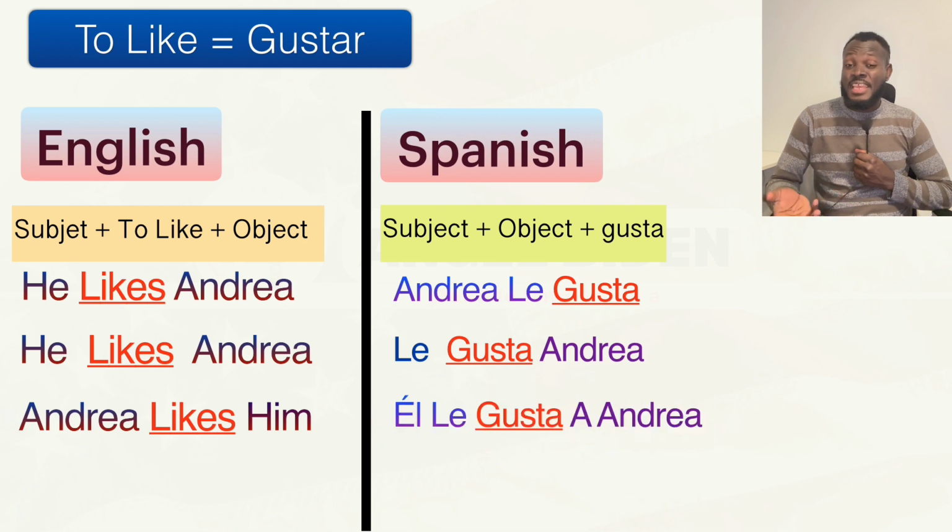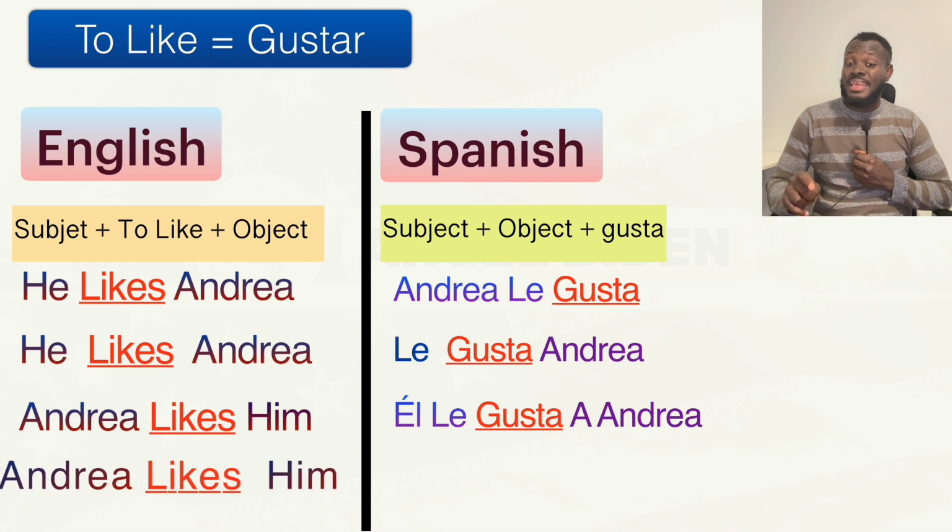Andrea likes him. Now Andrea is the subject in English, right? Since Andrea is the subject in English, it's going to be the object in Spanish. Él le gusta a Andrea. If Andrea is the object in Spanish, be careful. You need to put that preposition there, which is a. Él le gusta a María. You have to put it there. You cannot say le gusta a María. No. Él le gusta a María.